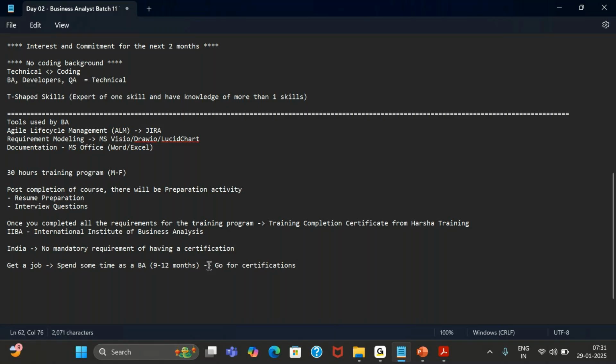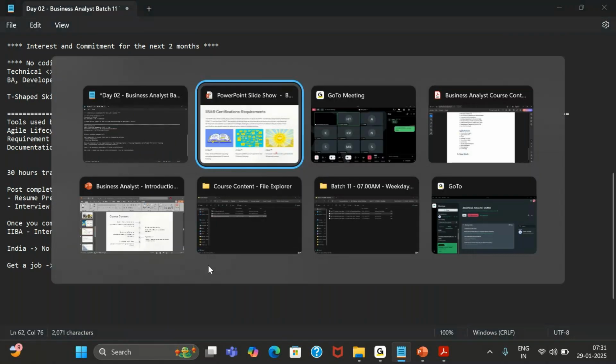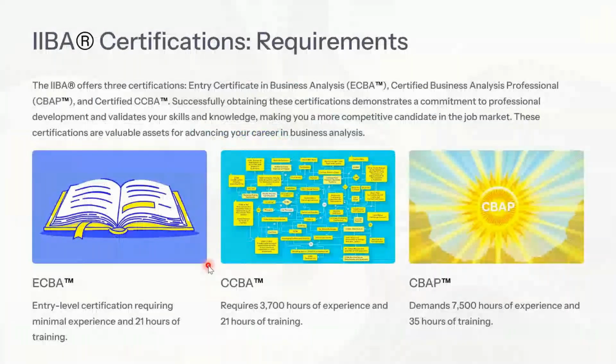But in case you are working from a country or a place where certifications are mandatory for applying for that job, this training program will enable you to appear for ECBA. IIBA offers different certifications, but three key certifications related to BA are ECBA, CCBA, and CBAP.